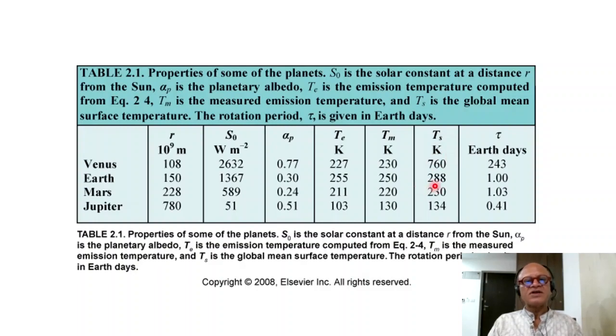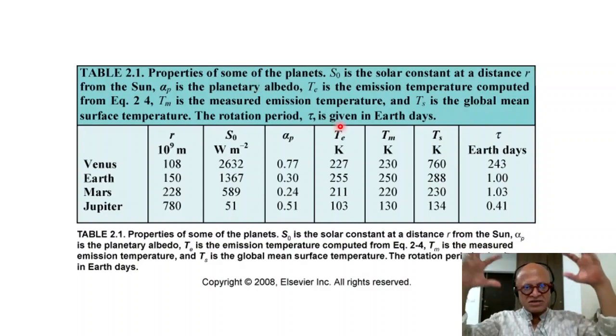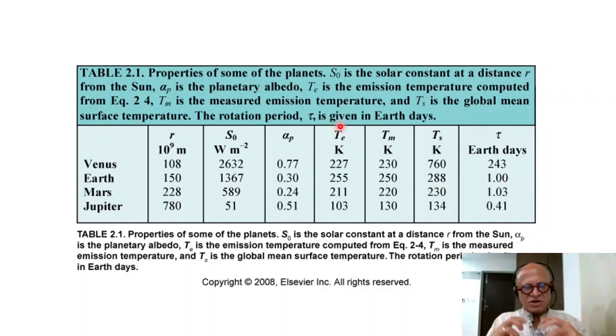For Earth, it is 288 Kelvin at the surface. So this 255 is at the top of the atmosphere. Make sure you understand the difference. Energy coming in is doing many things in the atmosphere, coming to the surface. Surface is doing many things.